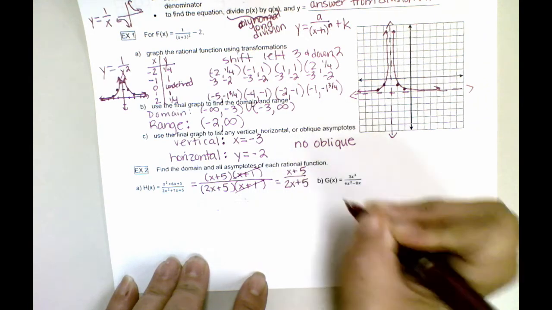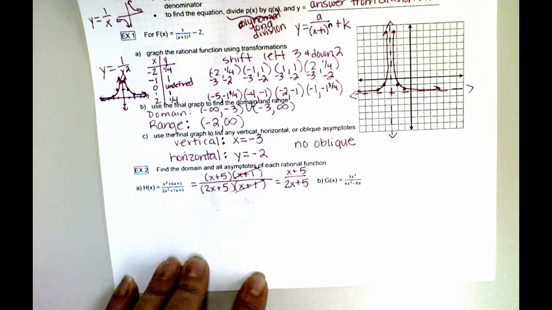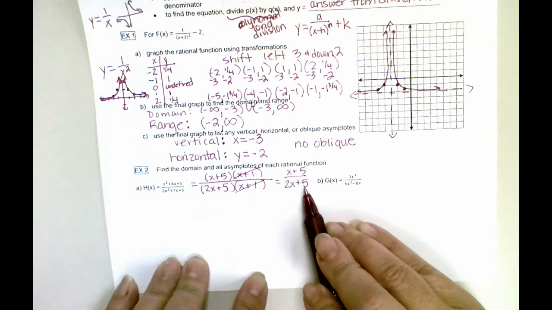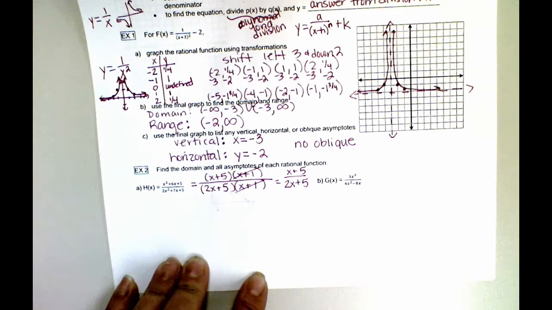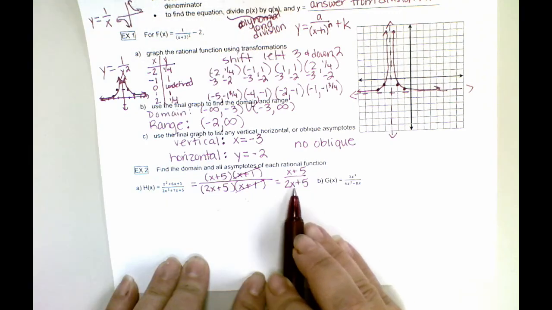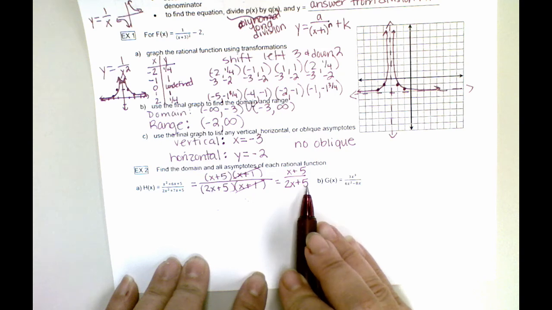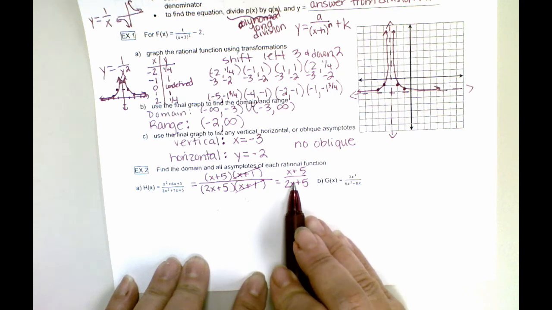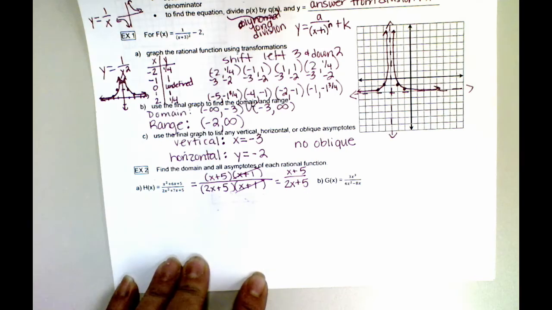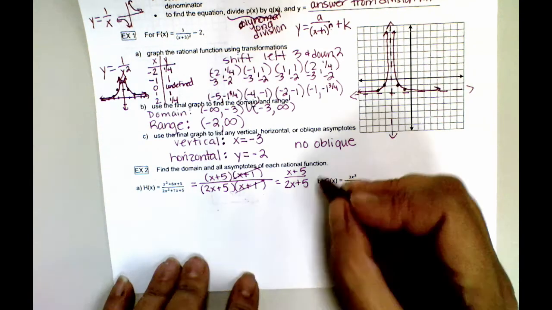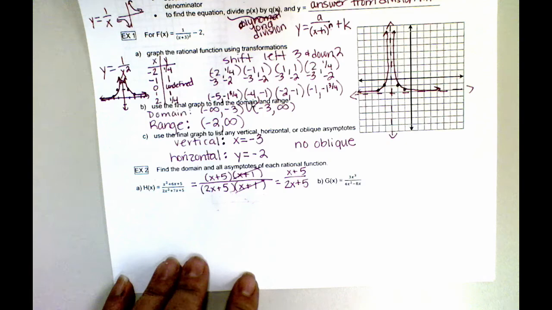Now, here's the difference. You cannot cancel these x's, nor can you cancel these 5s. They are separated from their counterparts by addition. This 2x is separated from the 5 by addition. You can't just hack off pieces of a binomial or a trinomial. It has to be separated by multiplication. These are not, so that's as simplified as the function can get.